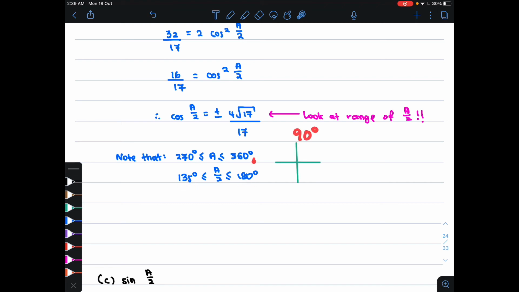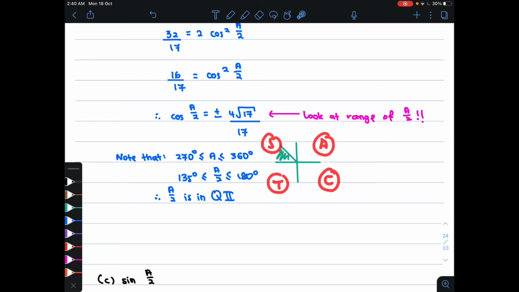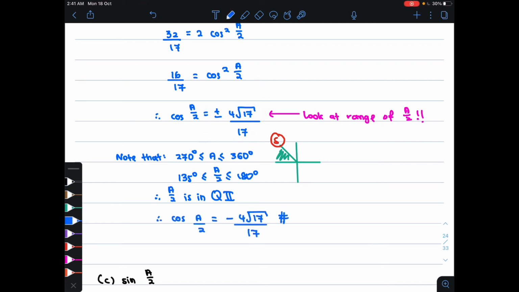This is 90, this is 180. So 135 until 180 is somewhere here. And we know that this is the 2nd quadrant. So you can write down A over 2 is in quadrant 2. And by using All Science Teachers Crazy, quadrant 2 means that sine is positive. So other than sine, they are all negative. So since we have cos here, the real answer should be negative. And hence, cos A over 2 is equal to negative 4 square root 17 divided by 17.